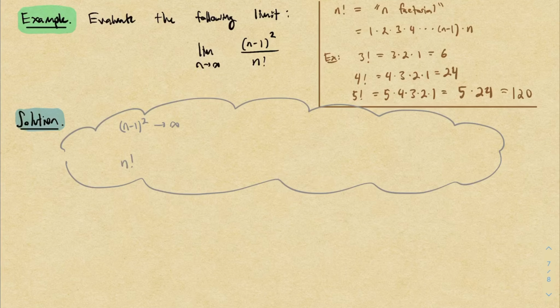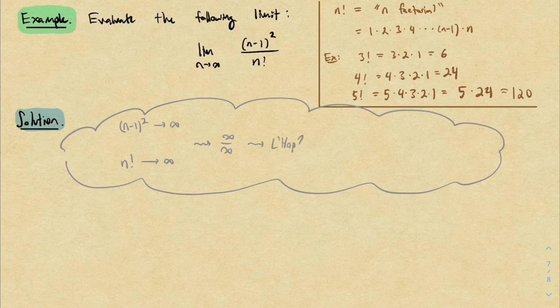The denominator is n factorial. And based on the examples that we talked about, it shouldn't be surprising that as n gets bigger, n factorial gets bigger and also goes to infinity. This should make sense. If you just keep multiplying by more numbers, they're just going to get bigger and bigger and bigger. So just like in the previous example, when we try to evaluate this directly, we get an indeterminate form of type infinity over infinity.